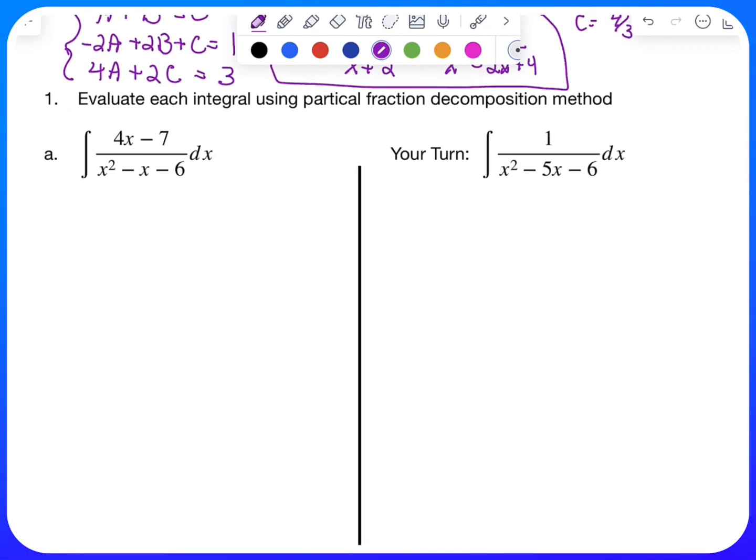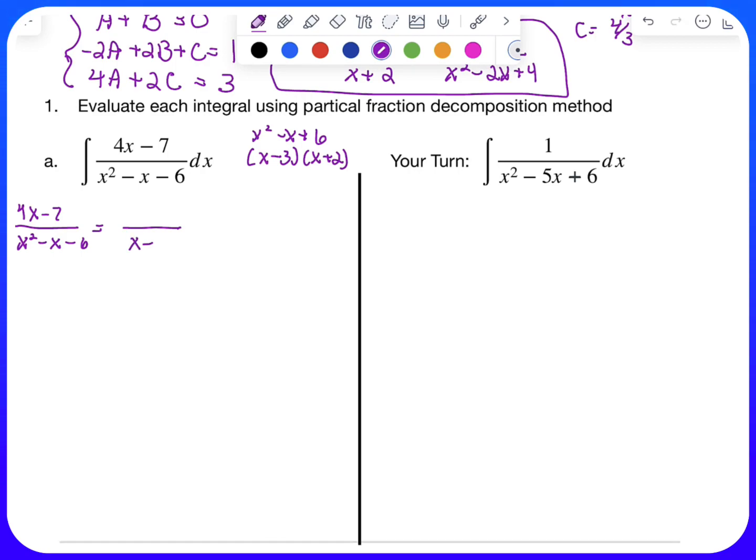All right, let's do our first integration problem. So first thing we've got to do is figure out the factorization of x squared minus x minus 6. And so when I factor that, I get x minus 3 times x plus 2. And so I'm going to rewrite one factor, x minus 3, as one factor and x plus 2 as the other factor. Those are linear terms, so I have constants on top. So I'm going to just do an A and a B as my numerators.